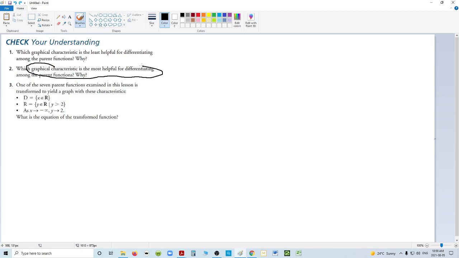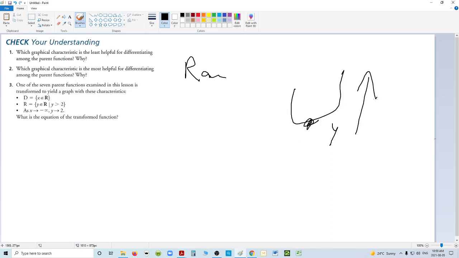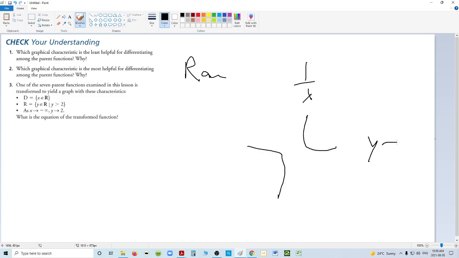Which graphical characteristic is the most helpful? And again, I would say possibly the range, because for instance, growth curve, range is y is bigger than 0. Parabola, the range is limited by the vertex y, and is y and upwards. Even the 1 over x curve, which looks roughly like that, y can't be equal to 0. So that means y is bigger or smaller than 0, but never equal to 0. So you can see that the range is pretty useful, I feel. Don't know if that's the answer they're looking for.